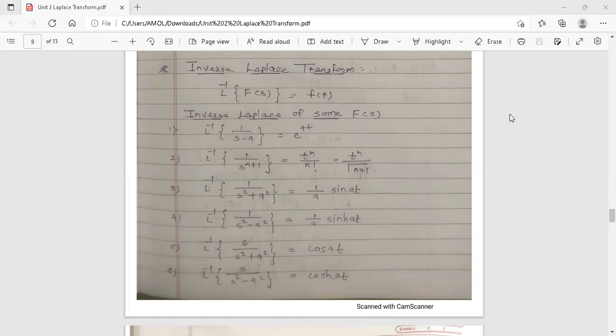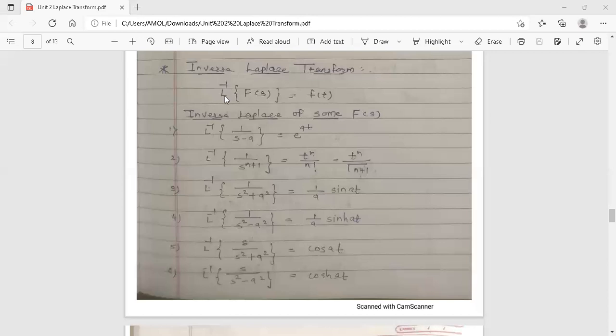Hello dear students, this is your engineering mathematics 3 lecture. Today's topic is inverse Laplace transform. This topic is from second unit. In previous lecture we discussed Laplace transform. Now inverse Laplace transform. What is the definition of inverse Laplace transform?